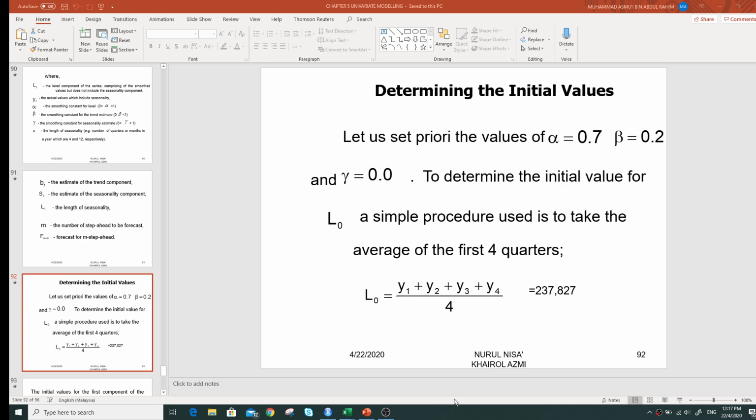Okay, we continue discussing how to perform Holt-Winters trend and seasonality using Excel. The first important part is always how to determine the best values for alpha, beta and gamma. For the purpose of demonstration, I will use alpha equals 0.7, beta equals 0.2 and gamma equals 0.